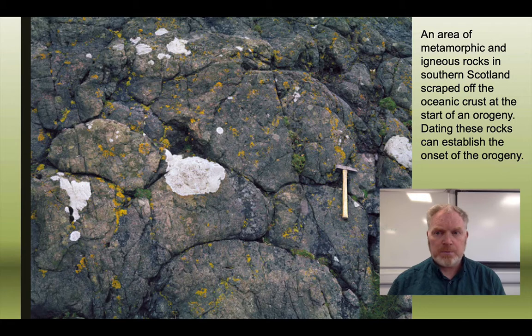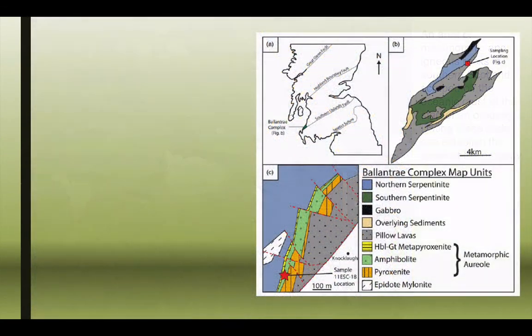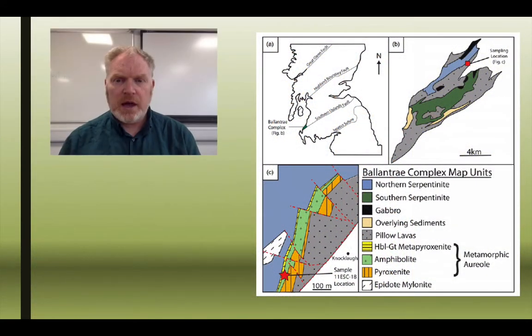in this photo. Because we have a lot of igneous rocks and metamorphic ones, we can date these rocks. And in particular, with these ophiolite type rocks, if we date the metamorphism, that dates for us the start of an orogeny. This is a map of the complex. You can see its location there in southwestern Scotland.